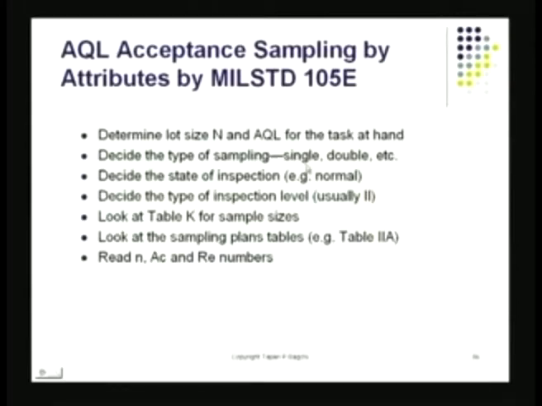Then you try to decide which kind of plan you're going to use. Is it going to be single sampling, double sampling, or what? What state of inspection would you like to be using? Would it be very stringent, or would it be normal inspection? Or will it be relaxed inspection? Then you follow through a certain procedure. You look up something called the table K, then you go out to some other table and so on and so forth, and you read off the numbers of N and C.